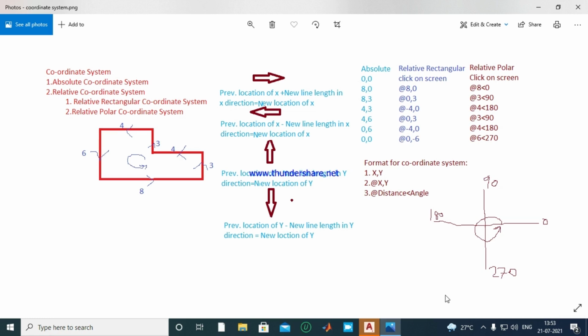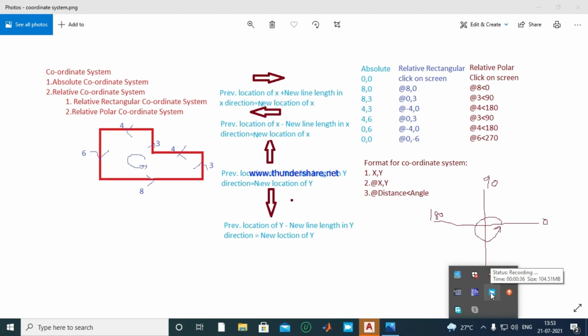My students insisted that I make a video on AutoCAD software. So in this video I am going to tell you how to make use of the coordinate system in drawing objects in AutoCAD software.